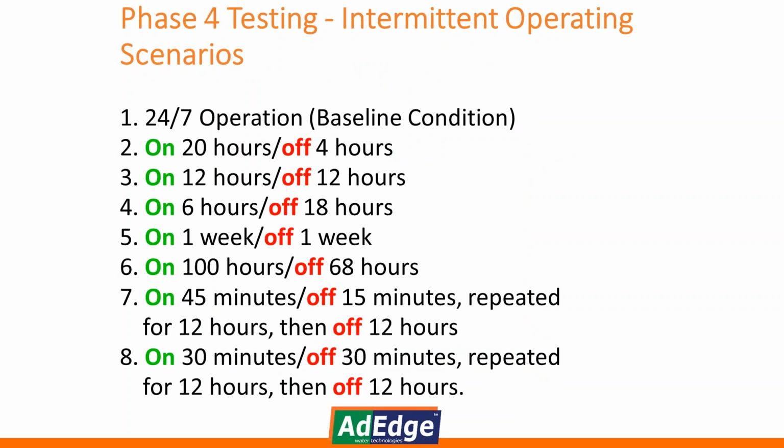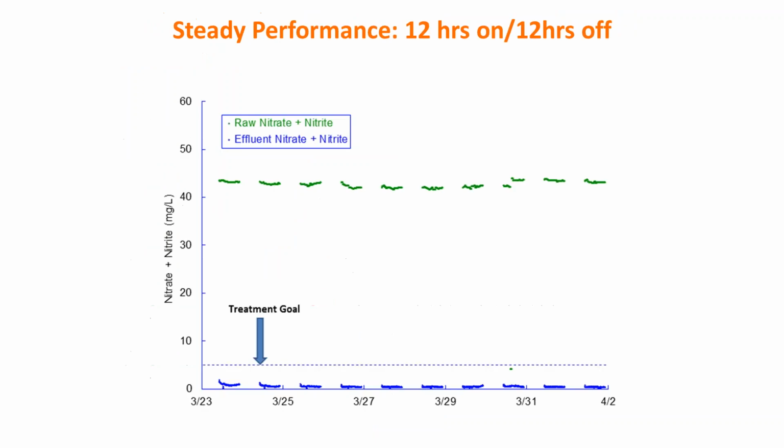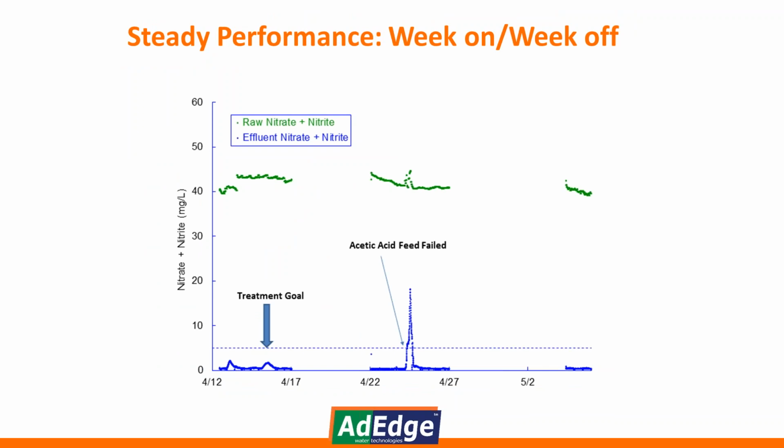Another phase was done. Part of the goal of Biota is to bring the system down to the smaller systems. And as we know, smaller systems don't operate continuously all the time. They cycle on and off more. So here was another series of tests that were done. Again, 12 hours on, 12 hours off, no change in performance. Week on, week off, really no change in performance.